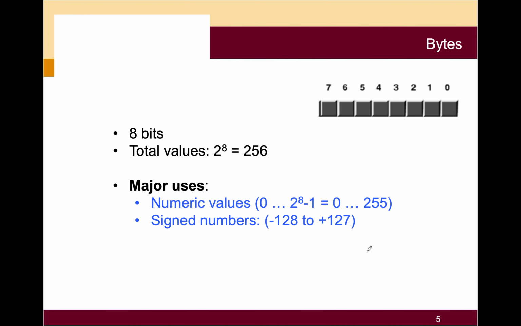Let's take a look at bytes, which have 8 bits altogether, and the total number of values is 2 to the power of 8, which is 256. Bytes are applied to numeric values and also signed numbers. This is also the range for the values mainly used in a byte.